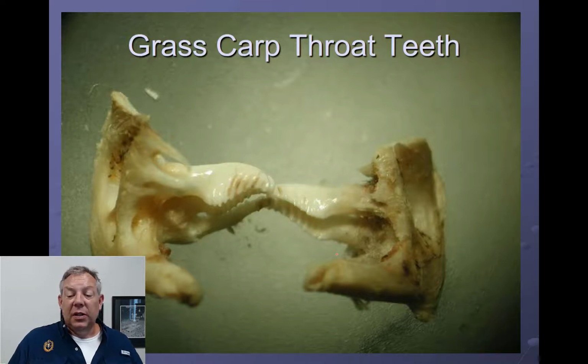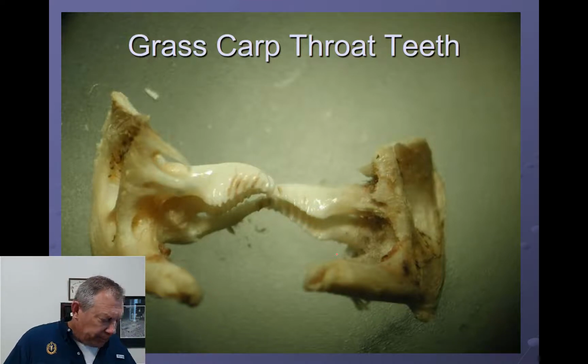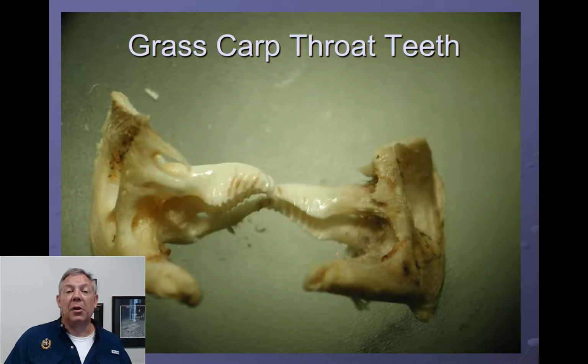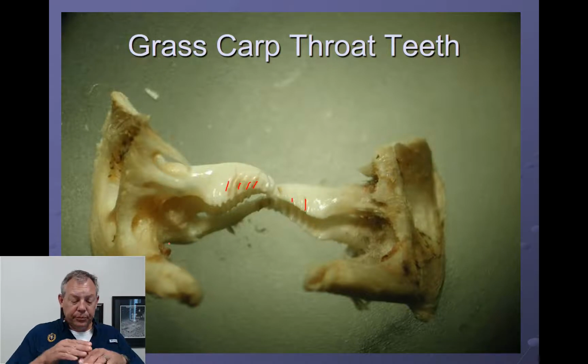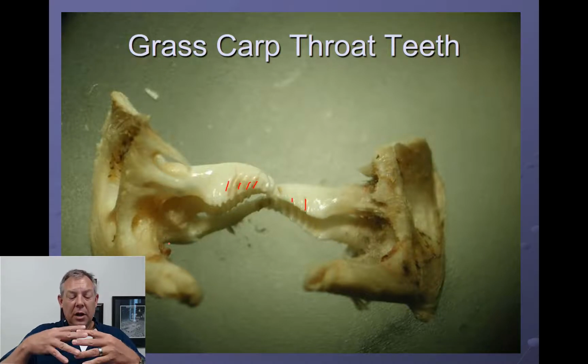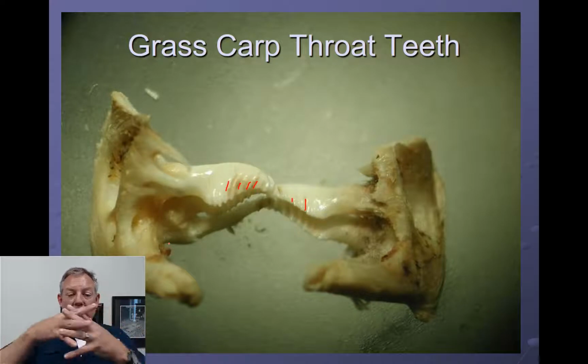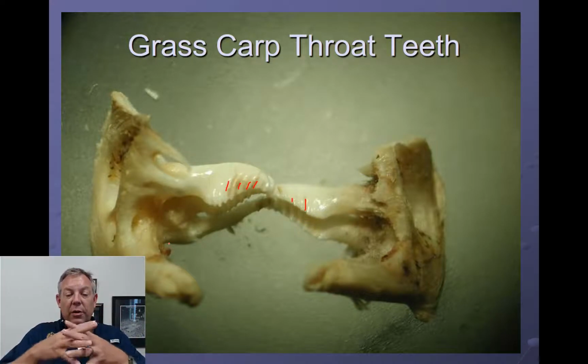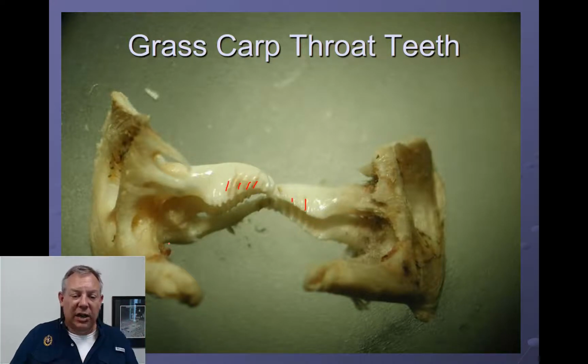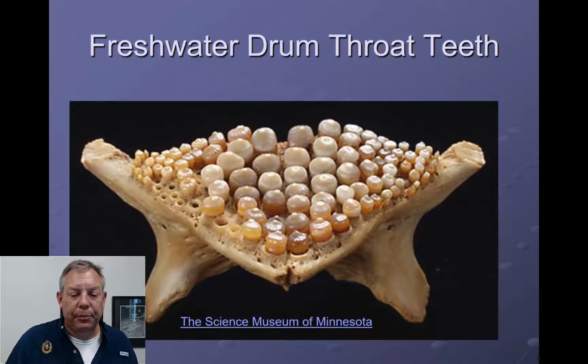Here's pharyngeal teeth that I removed from a grass carp. This is very useful for identifying grass carp because I don't know of any other species that has pharyngeal teeth like this. Look at these little grooves, right? A grass carp eats vegetation, so presumably these little grooves act like scissors. The little grooves kind of run in between each other and help to cut up that vegetation. I assume that's what they do.